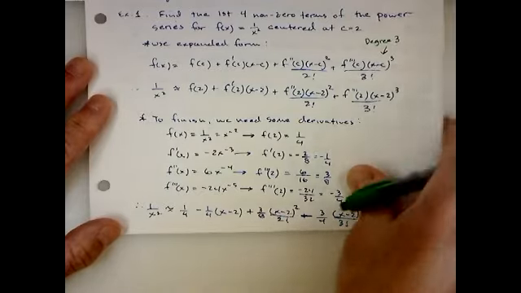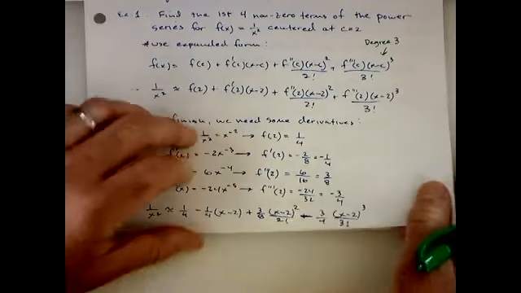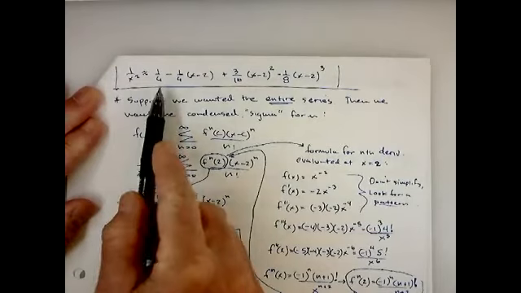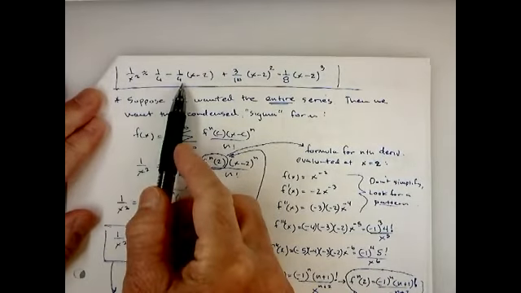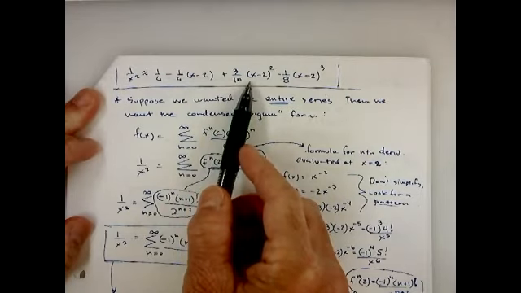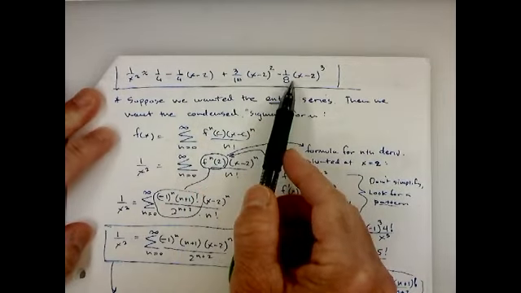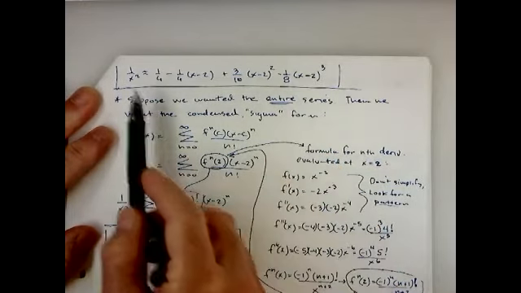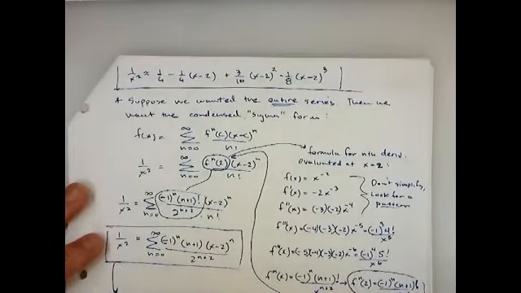I believe I simplify the polynomial back. So that polynomial reduced gives you 1/4 minus 1/4 x minus 2 plus 3/16 times x minus 2 squared minus 1/8 times x minus 2 cubed. So it's a cubic polynomial that represents that function.